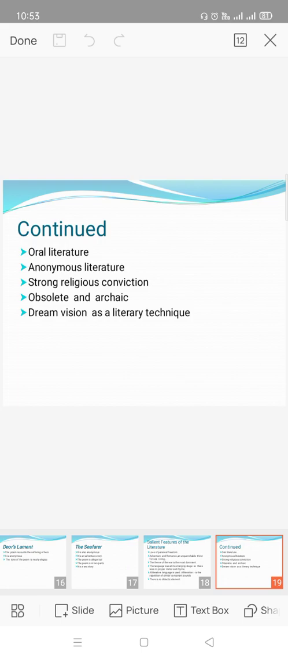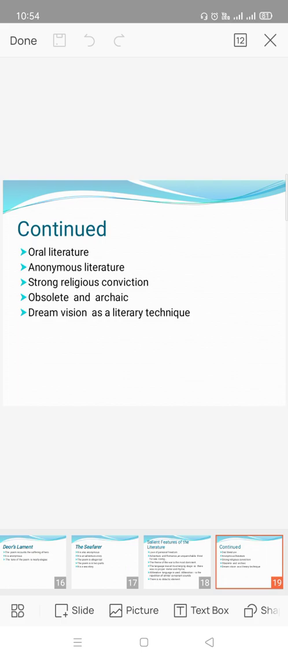And that is why the literature is oral. Anonymous literature: I have told that most of the works, the bulk of the works written during this period, are anonymous. Their authorship is not known, except the three poems written by Cynewulf.